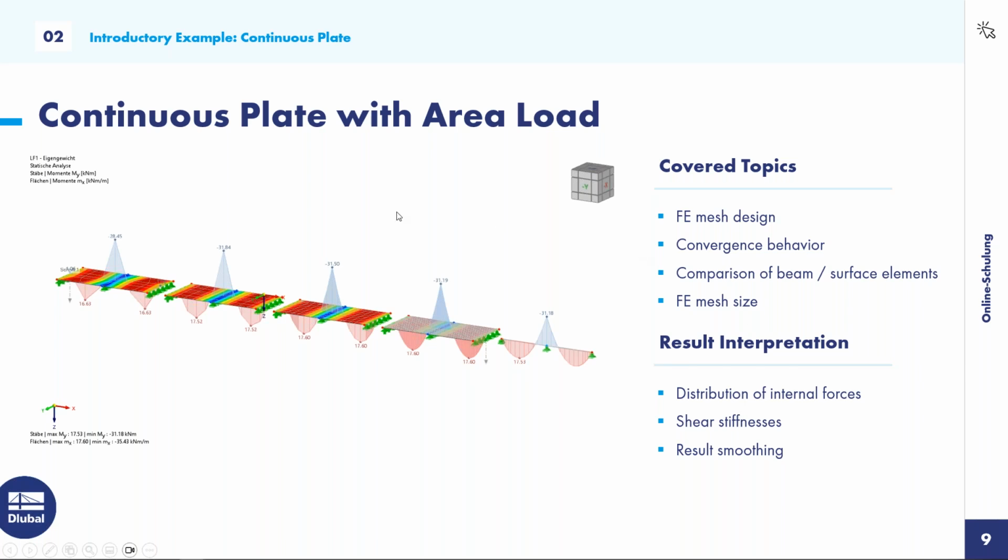These are again the topics I covered with our example we modeled now together. We had covered the topics FE mesh design, convergence behavior. We compared surface elements and a beam element with different mesh sizes. Also, in the result interpretation, we looked at distribution of internal forces. We looked at the shear stiffness, especially of the beam, and result smoothing. This is something we will do in depth in a later example.